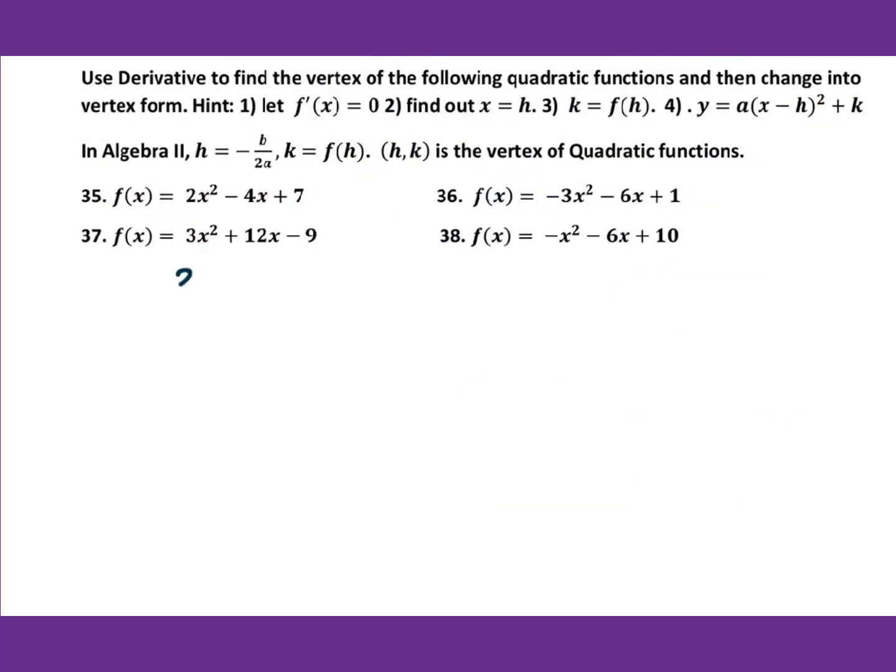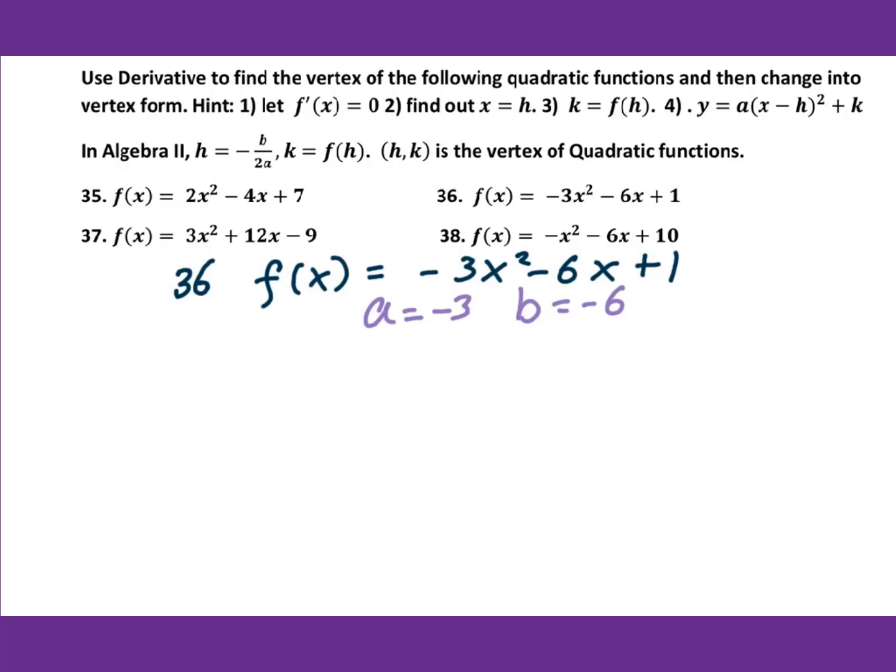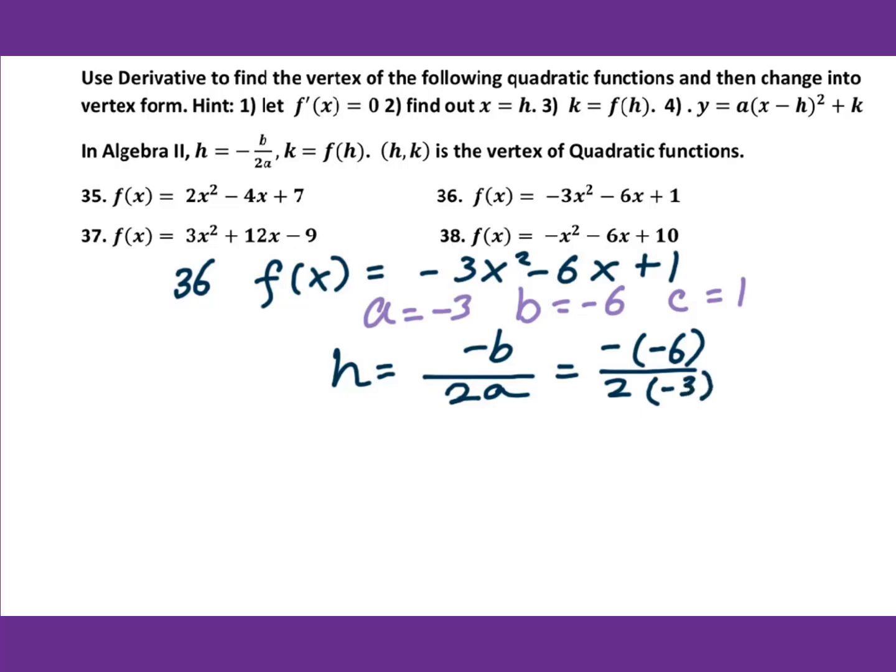Now go to number 36: f of x equals negative 3x squared minus 6x plus 1. Still, we have a equals negative 3, b equals negative 6, c equals 1. Then h equals negative b over 2a. So we got negative negative 6 over 2 times negative 3. That is 6 over negative 6, which equals negative 1.